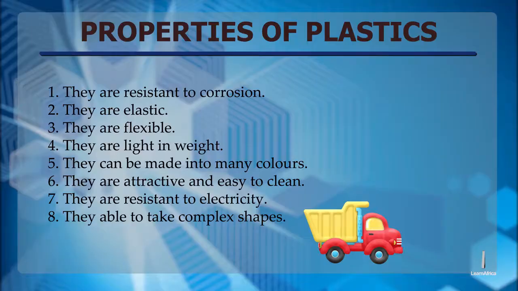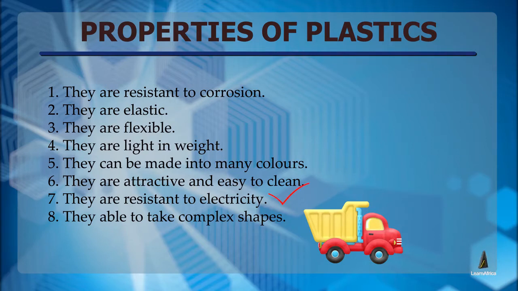Having seen what plastics are and the different types of plastics, let's take a look at the properties of plastics. Properties of plastics include: they are resistant to corrosion, they are elastic, they are flexible, they are light in weight, they can be made into many colors, they are attractive and easy to clean. For example, if a plastic toy is dirty, it can be cleaned with a clean cloth.